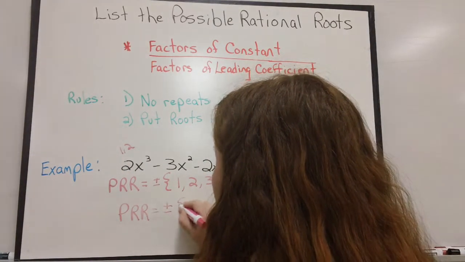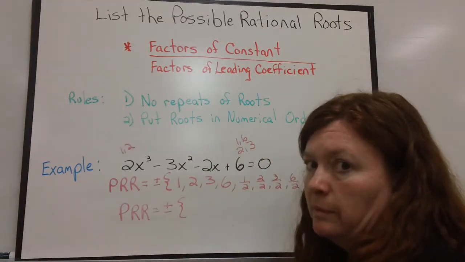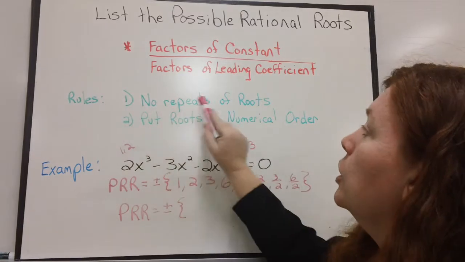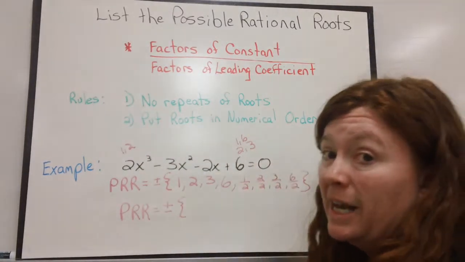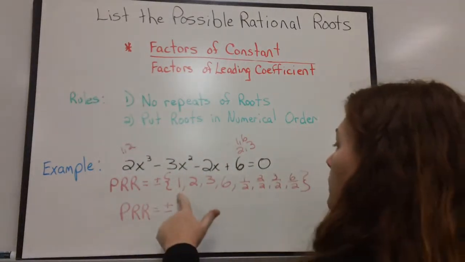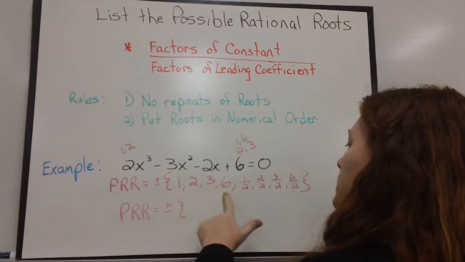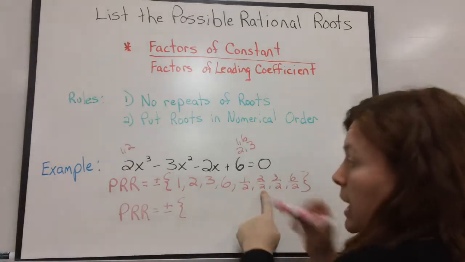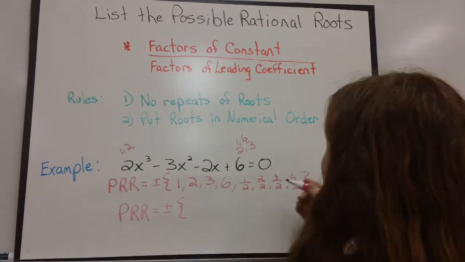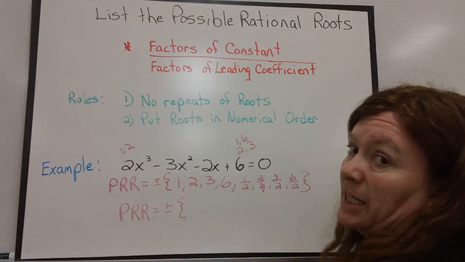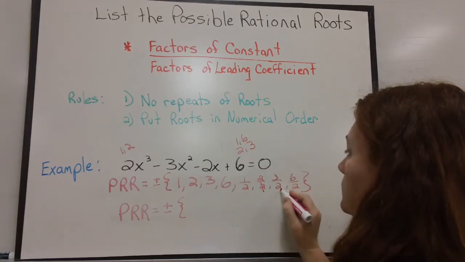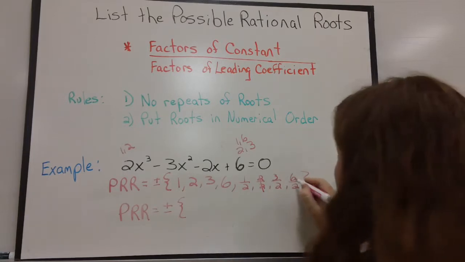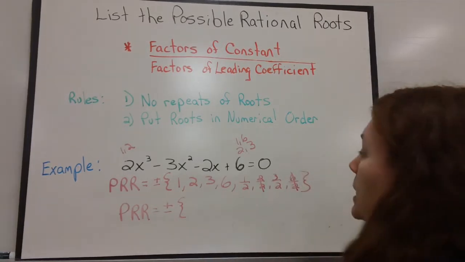But I have to abide by 2 rules when I'm doing my possible rational roots. Rule number 1, no repeats of roots. So I can't have any repeats. Well, let's see. 1, 2, 3, 6, 1/2, 2 over 2. 2 over 2 is 1, and I already have a 1. So I'm going to cancel that out. That's a repeat. That's an extra one. 3 over 2, I don't have that yet. 6 over 2, that's 3. So I'm going to cross that off.